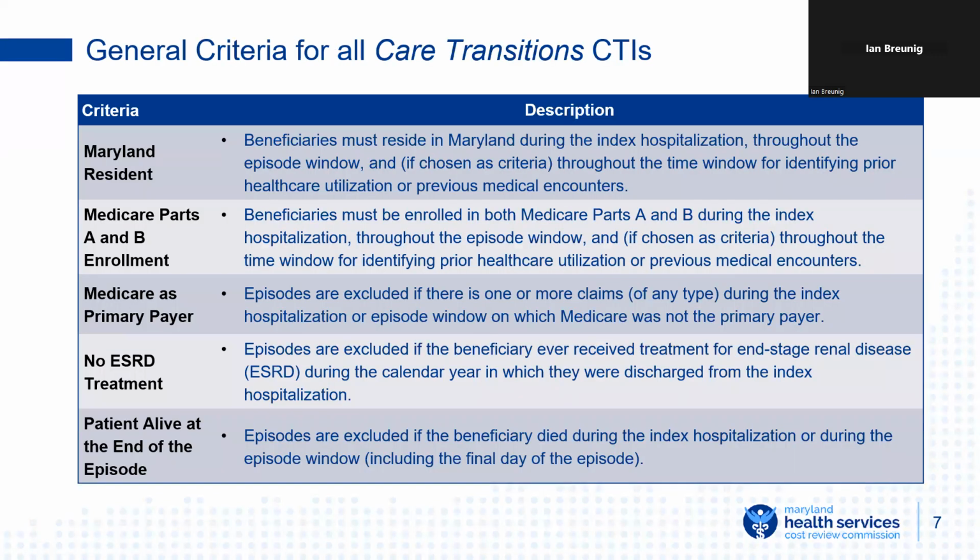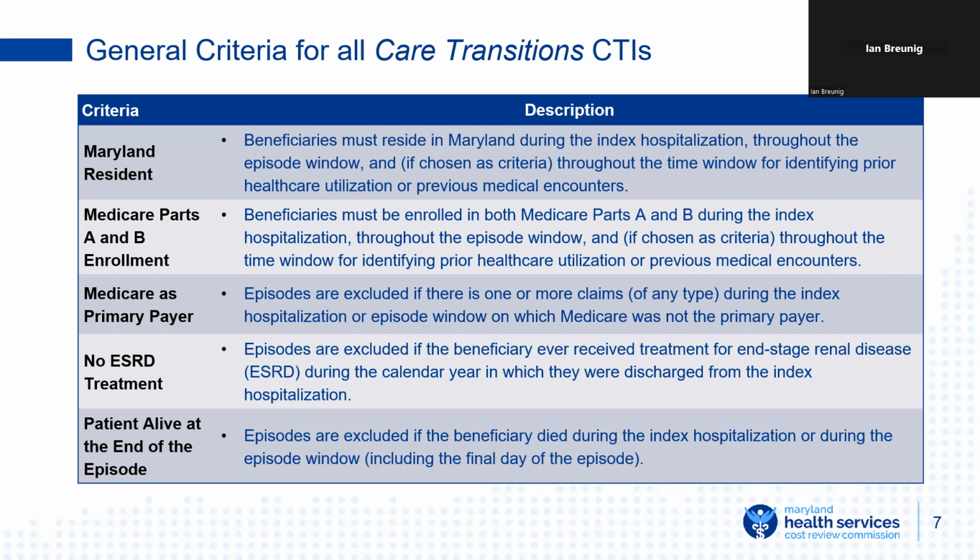All right, so now that we've discussed what data are needed, we'll quickly review the general and CTI-specific criteria that are used to identify any given CTI population. These general criteria are not optional. The first three here are meant to ensure that we can identify every patient's complete history of medical encounters, as well as accurately calculate their total care expenditures during an episode. The final two, pertaining to ESRD patients and deaths, are intended to avoid including patients with extraordinary cost profiles.